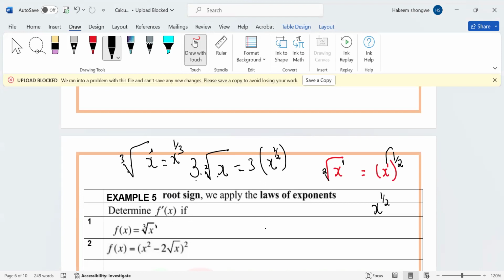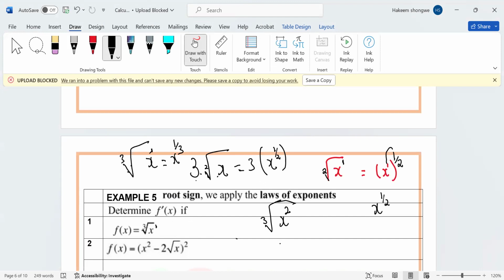So let's say they give us something like this, but you have a cube root of x squared. You see this one again? So what's going to happen with this one? Which one is going to go to the numerator? Which one is going to go in the denominator?